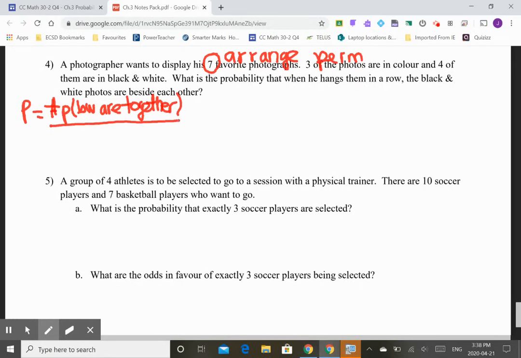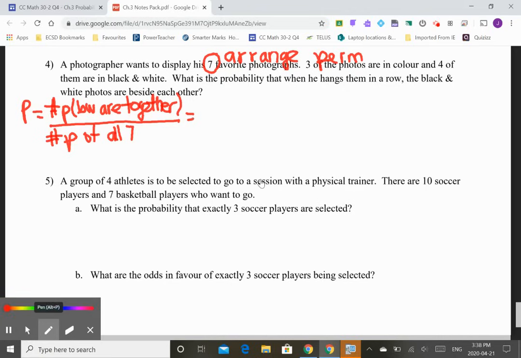Out of, in the denominator, that's the number of permutations of all the 7 photographs. Okay, the number of permutations of all the 7 photographs in any order. Let's deal with our numerator. In the numerator, we want the black and white photos together.